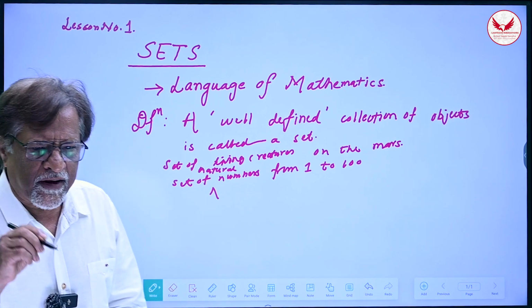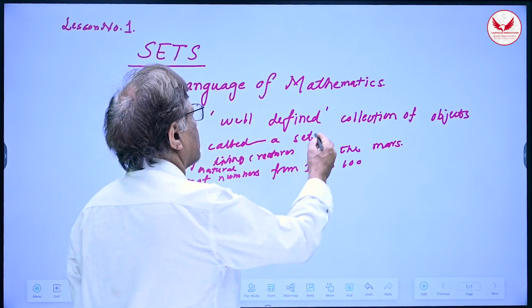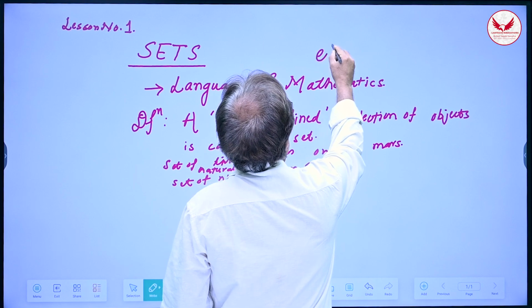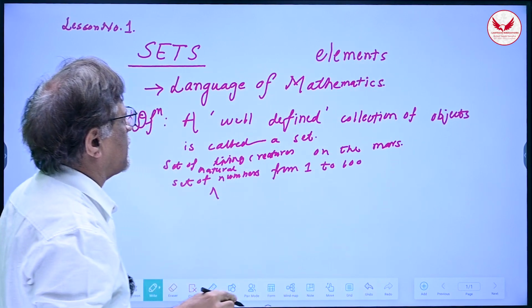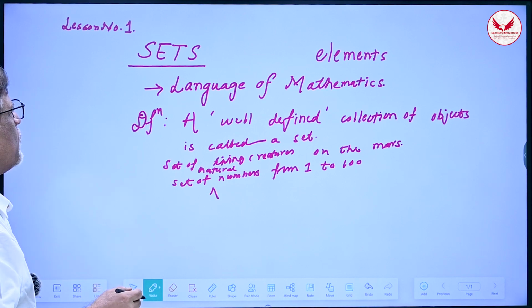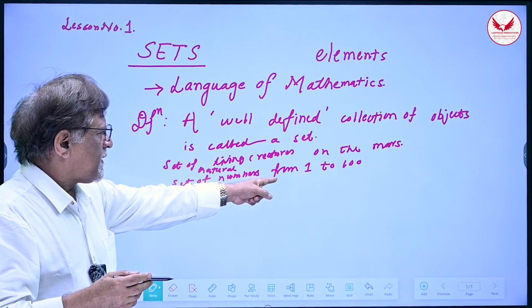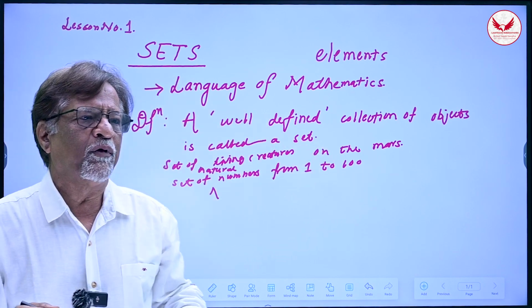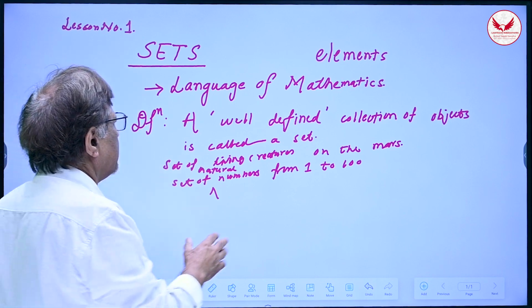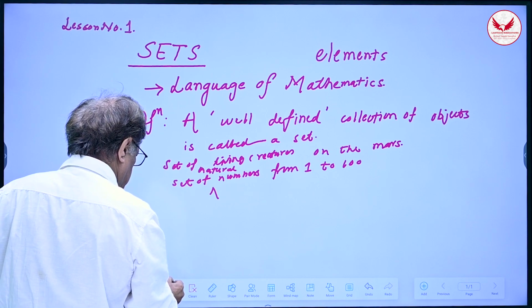Now all those objects which are inside the set are called elements. All the objects inside the set are called elements. Okay. So for example, in this set, 2 is an element, 3 is an element, 4 is an element, 1000 is not an element because it doesn't belong to the set. Correct? So that is how we define a set.